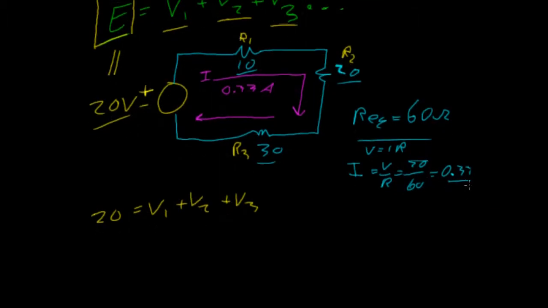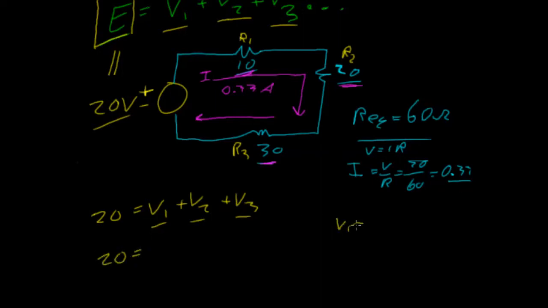And how does that help us? Well, the current flowing in this series circuit, note series circuit, it's going to be the same across each resistor. So it's going to be 0.33 amps flowing through this resistor, and this resistor. And from that, we can find voltage drop V1, V2, and V3.